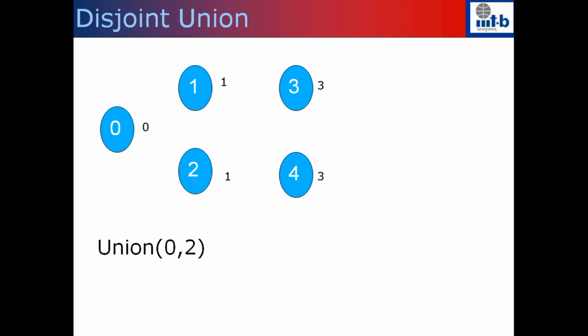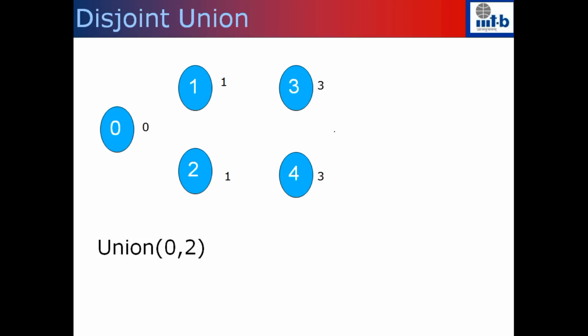The set containing 1 and 2, all the elements have color 1. The set containing 3 and 4, all the elements have color 3. Now if you ask me whether 1 and 4 are disjoint, the answer is yes, because the color of 1 is 1 and the color of 4 is 3. 1 and 4 are in two different sets. But if you ask me about 3 and 4, they are in the same set because the color of both of them is 3.